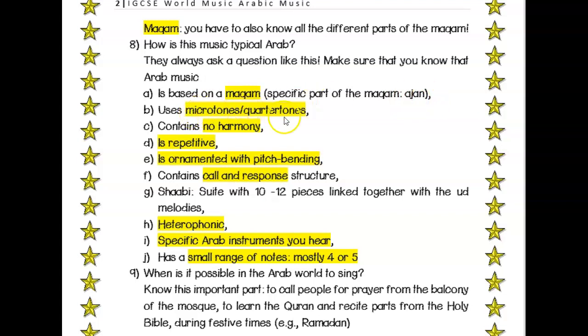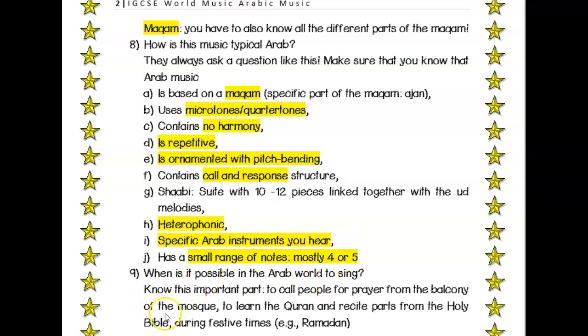I can have microtones or quarter tones in the music. There's no harmony. It's repetitive. It's ornamented with pitch bending. It can contain call and response. If they sing together or play together, it can be heterophonic. So they play the same melody but different ways. Mention the specific Arab instruments that you hear and mention the small range of notes, mostly 4 or 5 notes, the ayan of the maqam.